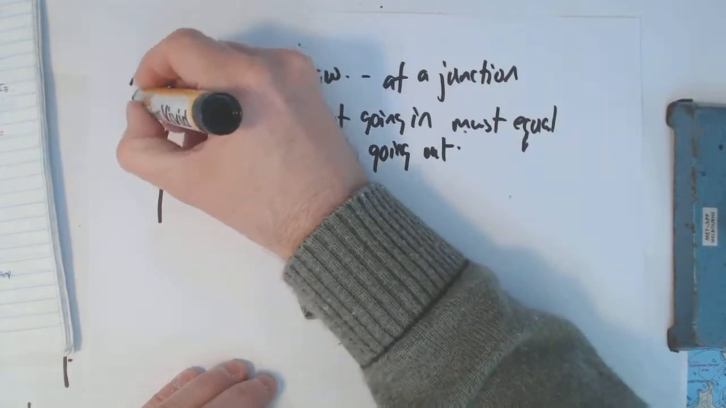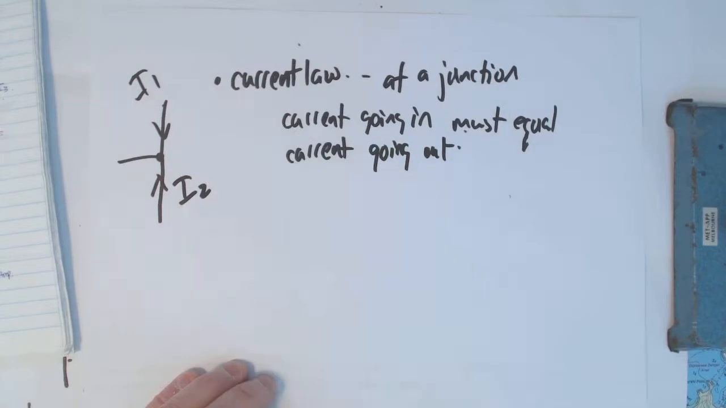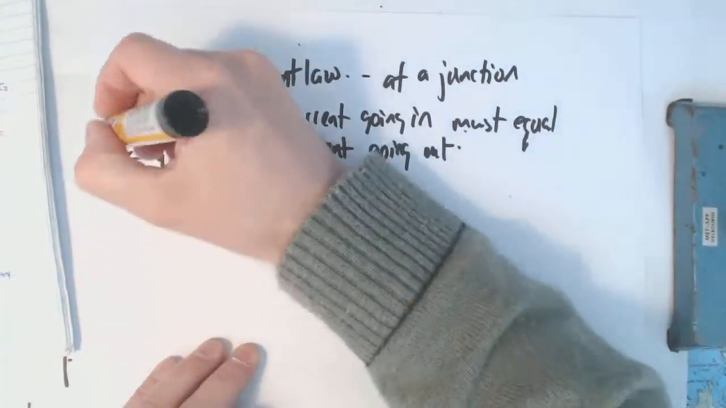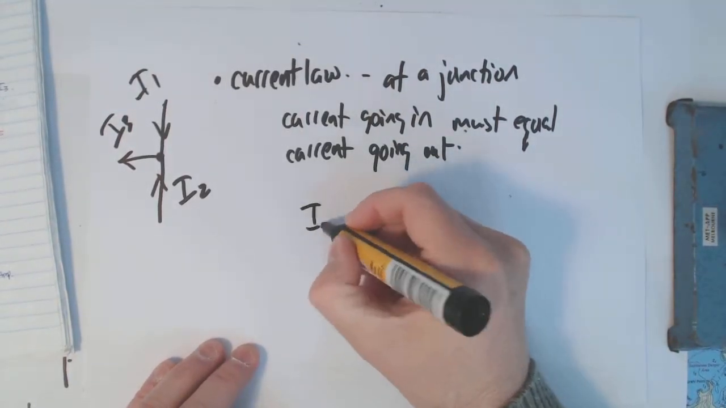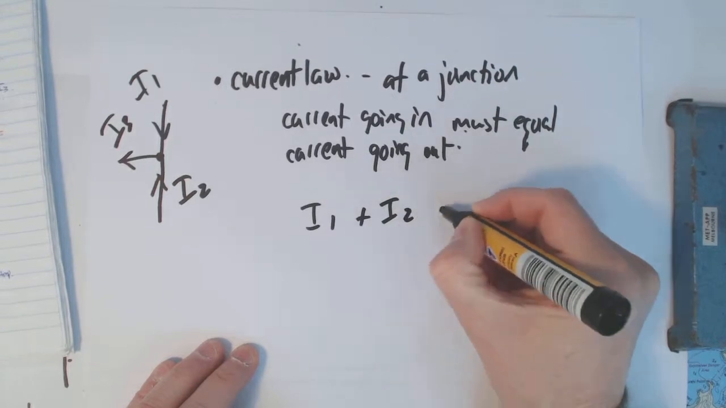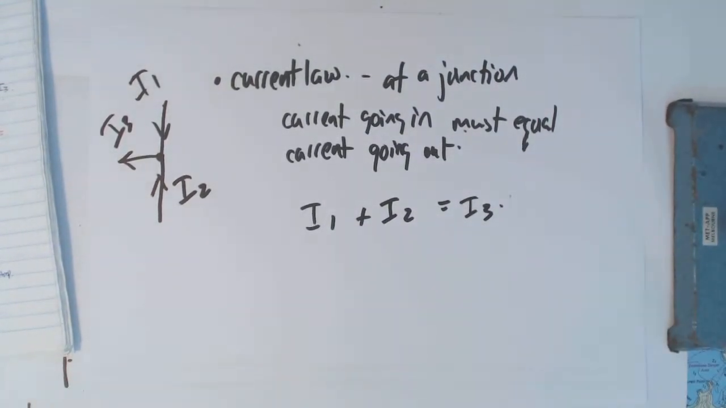So if that's I1, that's I2, right? We can't have I3 going in. You can't have a whole bunch of current going into a junction and disappearing unless it had a little black hole there. Just joking about the black hole. If this is the way the circuit really is, then what we're basically saying is that I1 plus I2 must equal I3. Those are the two laws, and you need to know them.